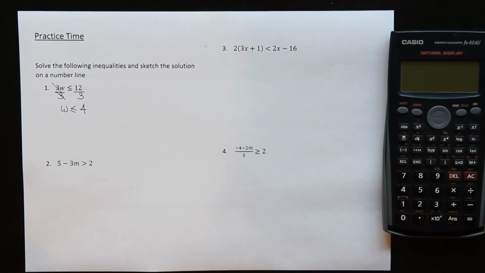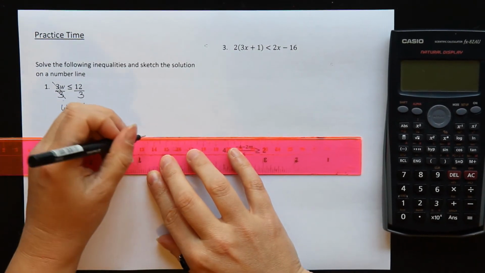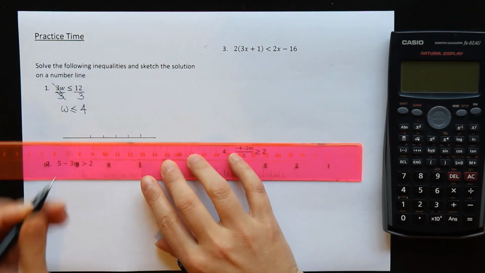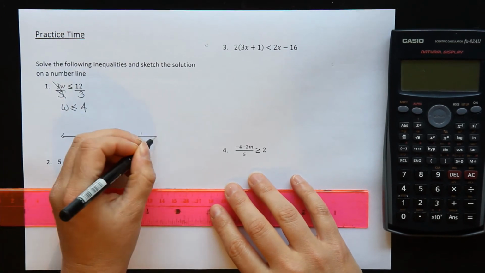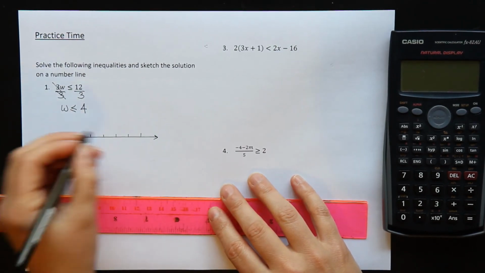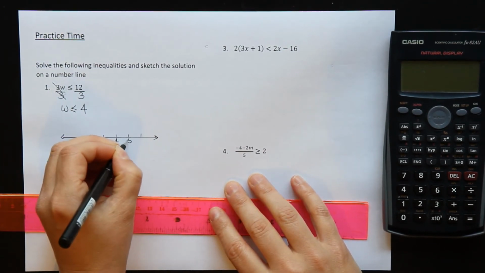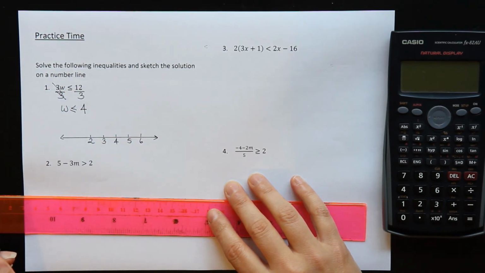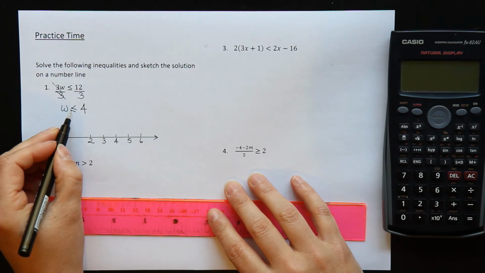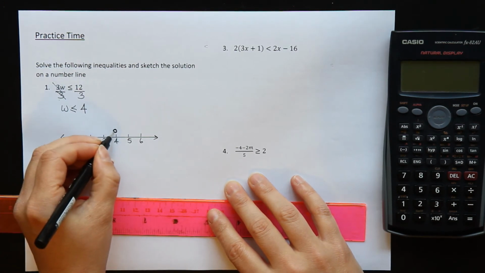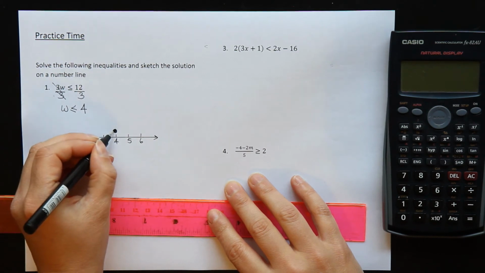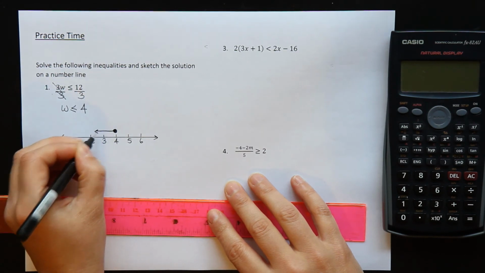Okay, that's a solution on the number line. 1, 2, 3, 4, 5 little lines. My solution 4 goes in the middle. Couple of numbers bigger, couple of numbers smaller. So less than or equal to could be equal to, so we need a colored in dot at the 4, and less than, so getting smaller, going that way.